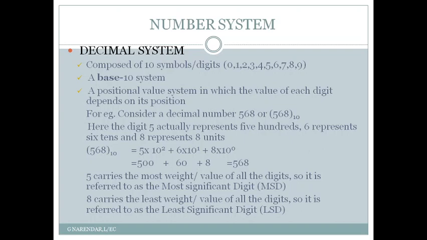And it also defines the most significant digit and least significant digit of a number. So the most significant digit of a number is the digit which carries the highest positional value, and LSD, least significant digit, is the digit which carries the least positional value out of all the digits of a number.